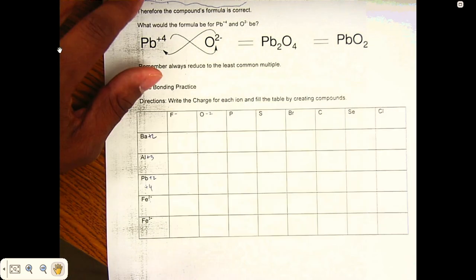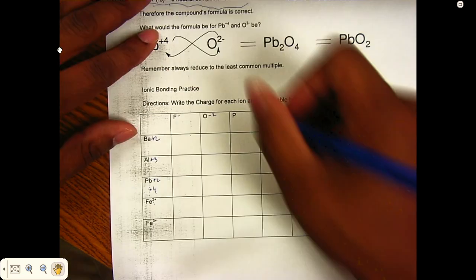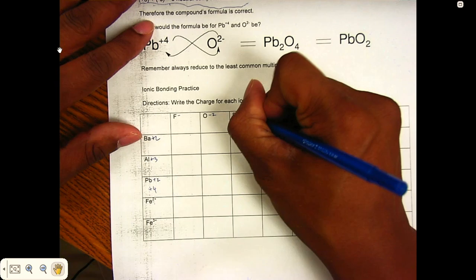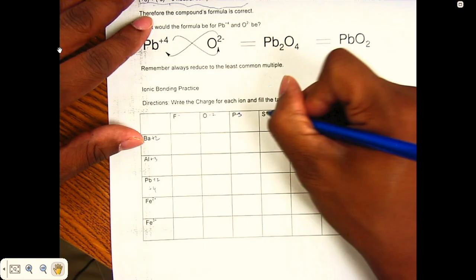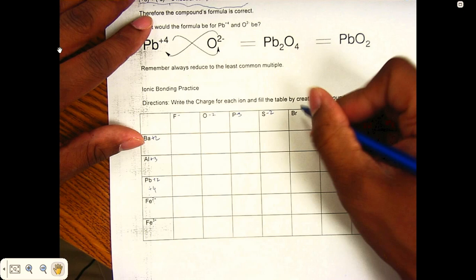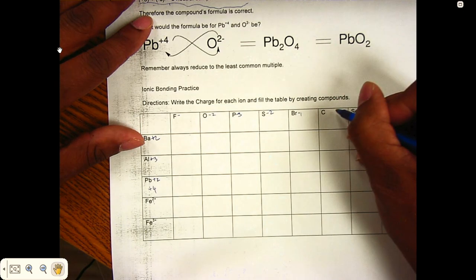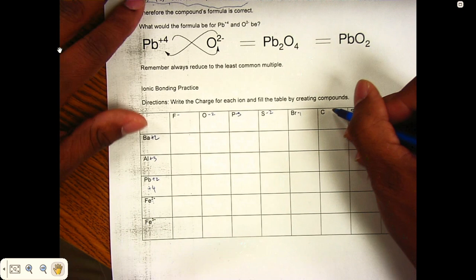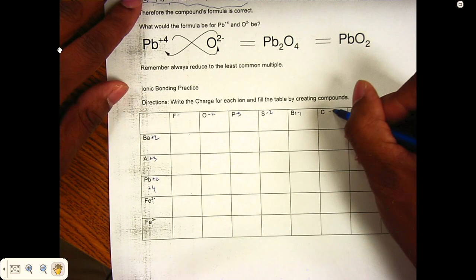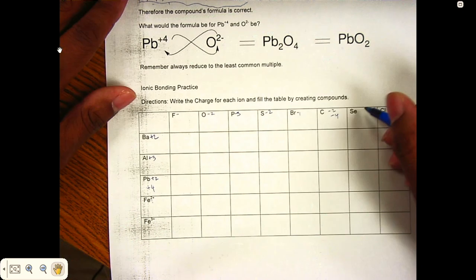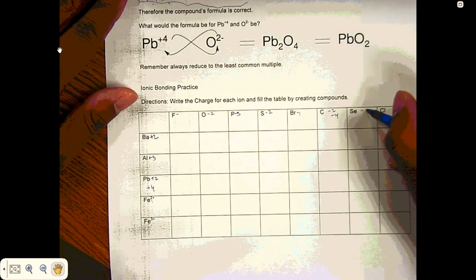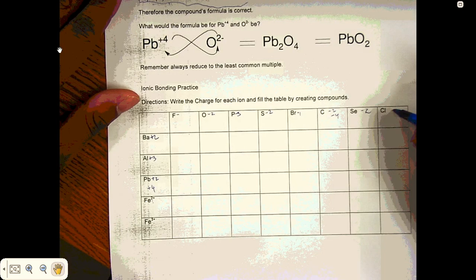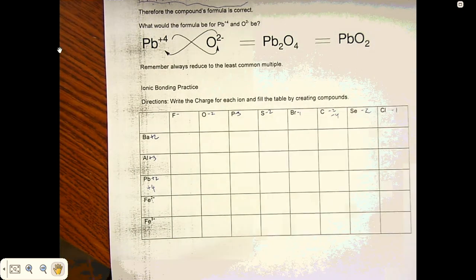Fluorine is -1. Oxygen is 2-. Phosphide in this case is going to be 3-, or -3, same thing. -2, -1. In this case, your carbon is going to do some interesting things. We can use it as a -2 or -4, depending on the need. Selenium is going to be -2 definitely. Chlorine is going to be -1.